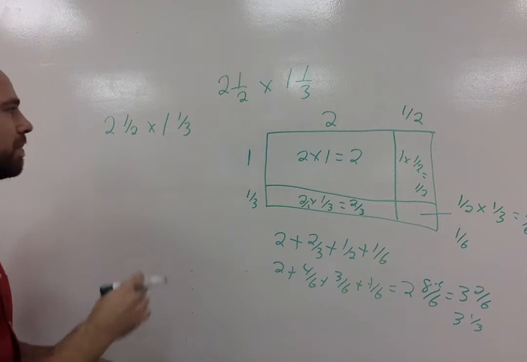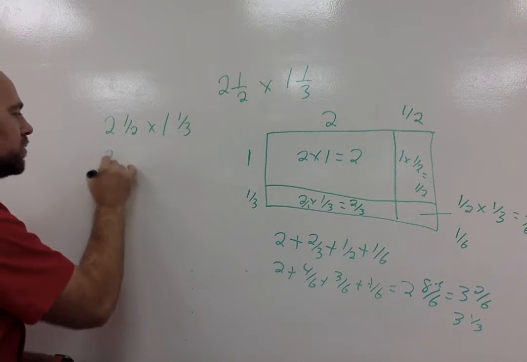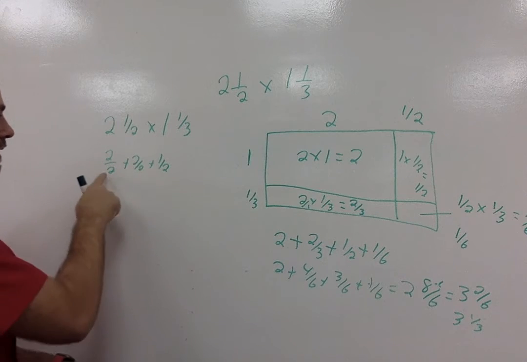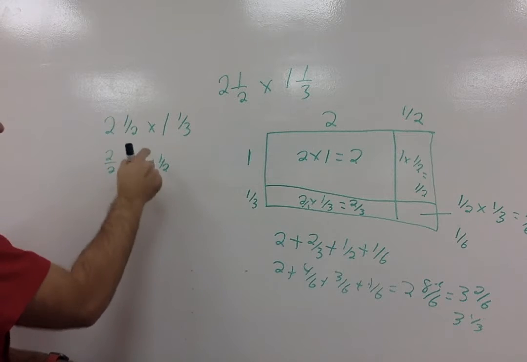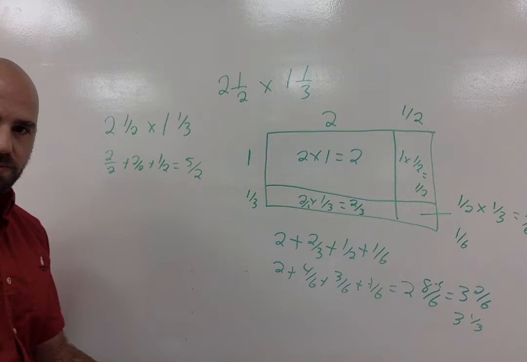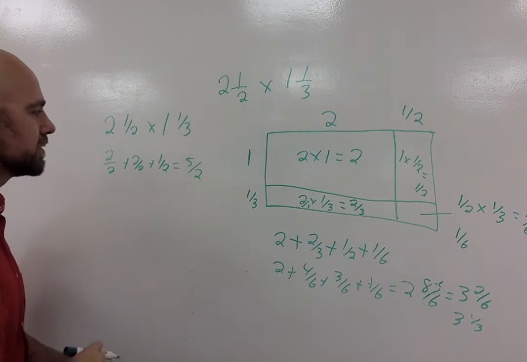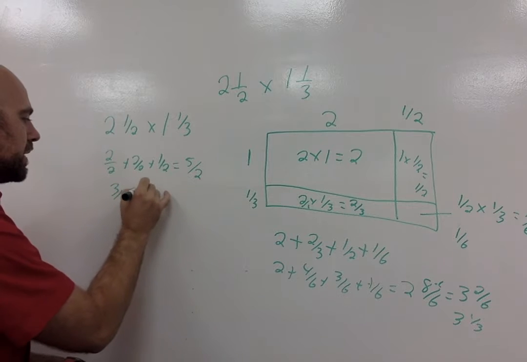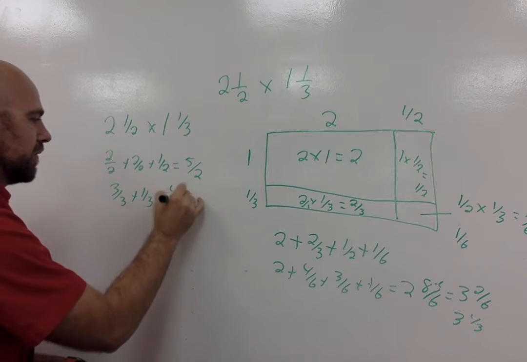Okay? Why is that happening? Because technically speaking, we have 2/2 plus 2/2 plus 1/2. Okay? So we have 2 times 2, so that's 4, plus 1. So this gives us 5/2. Okay, 5/2. And then the next one I'm looking at, well, I've got 1 whole, so that's 3/3 plus 1/3. So that's going to give me 4/3.